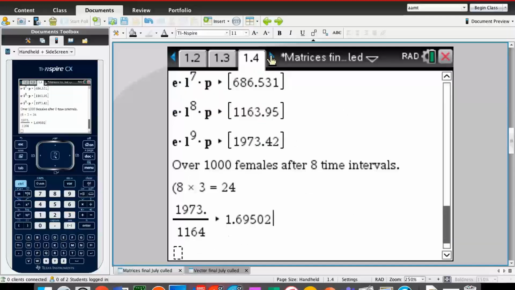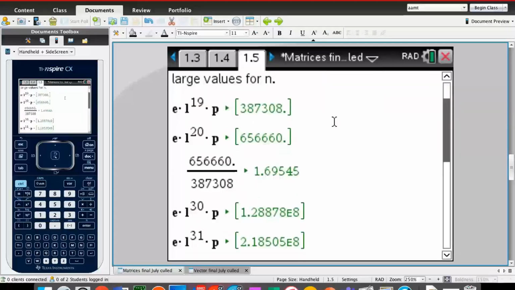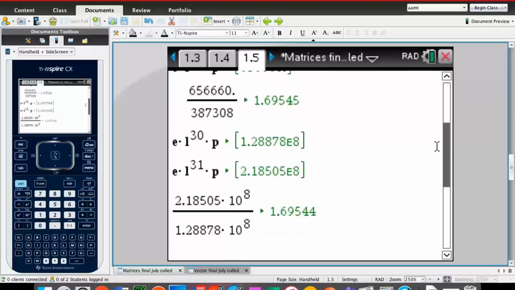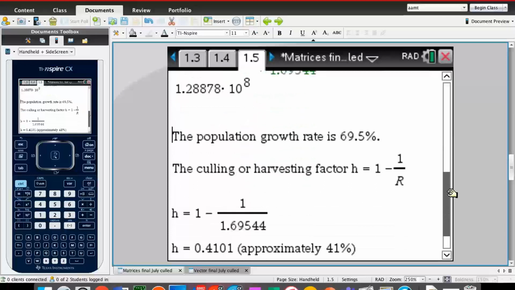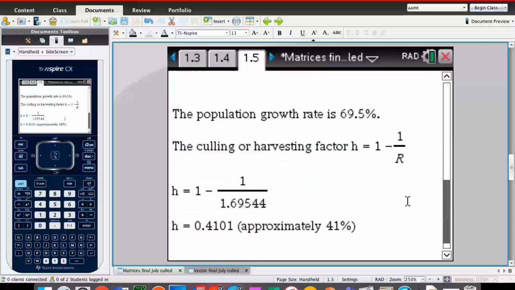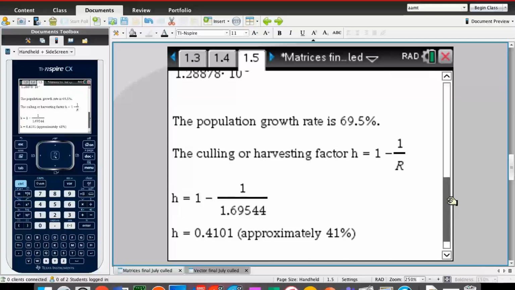So looking at other values, over the page, we've got any of these ratios. If you did the 20th generation, 656,660 divided by 387,308, it would approach 1.695. So the culling factor will be 1 minus 1 over 1.695. So we need to cull 41% of the population every 3 years, and then the population should remain stable.